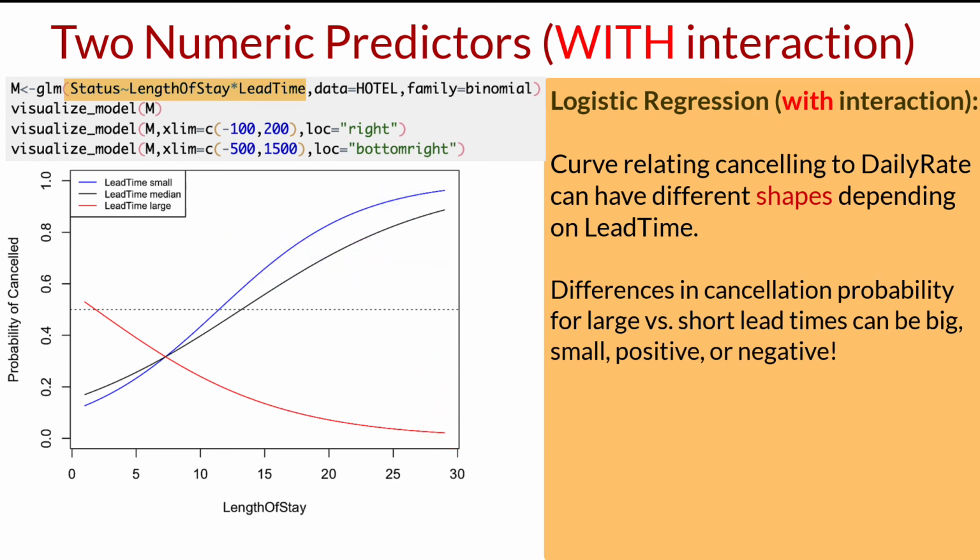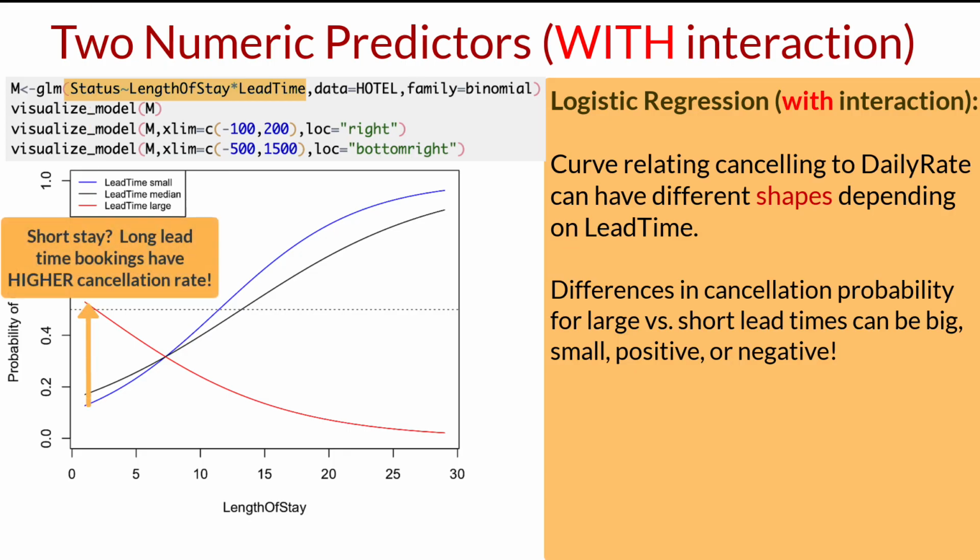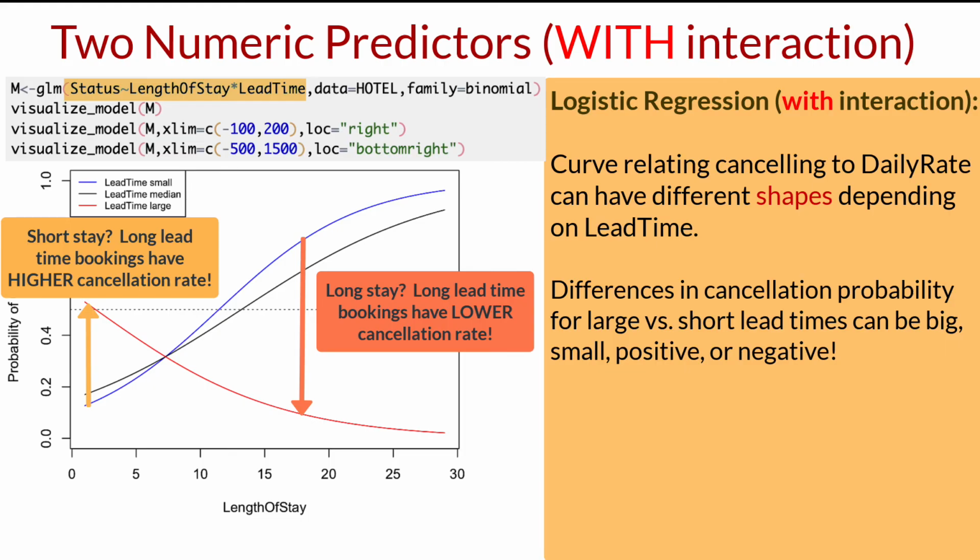And there's more to the story too. If we look at short stay bookings, those made well in advance have a much higher probability of being canceled than last-minute bookings. But if we look at long stay bookings, those made well in advance have a much lower probability of being canceled than last-minute bookings. So there we have it.